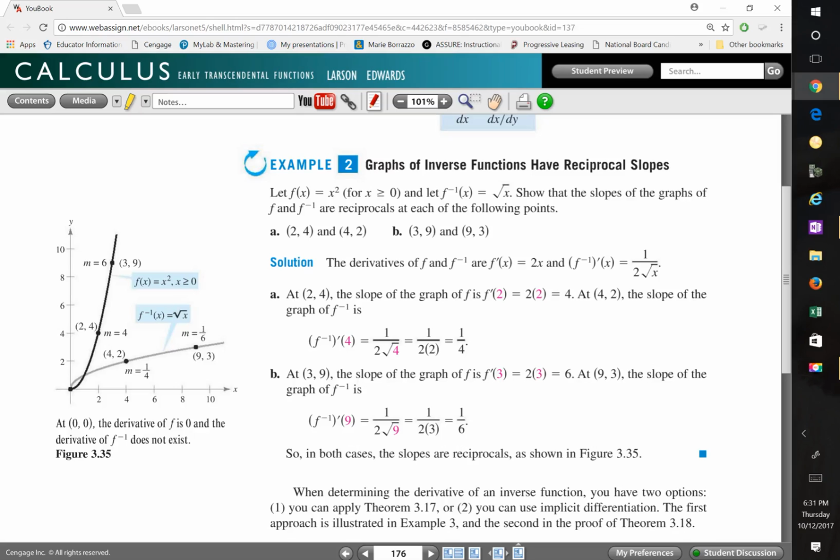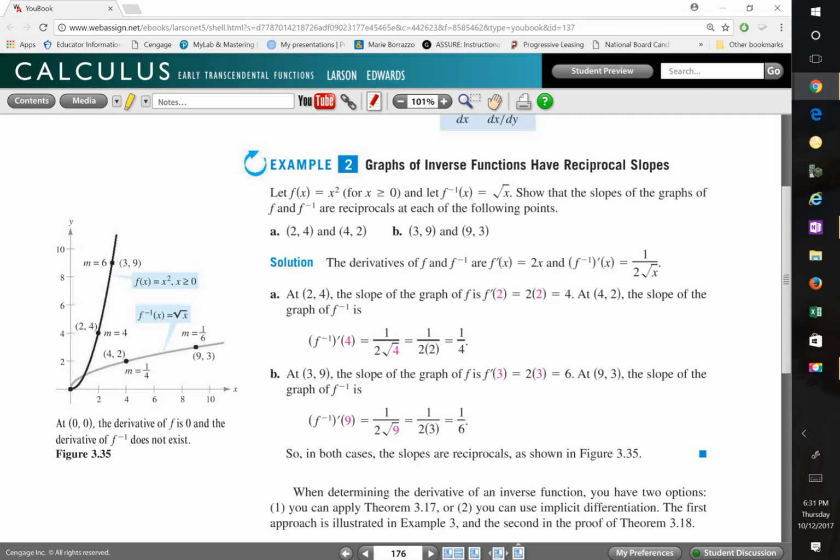So if you notice here that in the question stem, they're still asking us to find the slopes of the graphs of the function and its inverse, and to show that they are reciprocals of each other, and then they give us 2 points to check. So we know that if our slope originally is, I guess at this point we're going to look at the point (2, 4), the slope for the inverse is 1/4 and the original is 4.